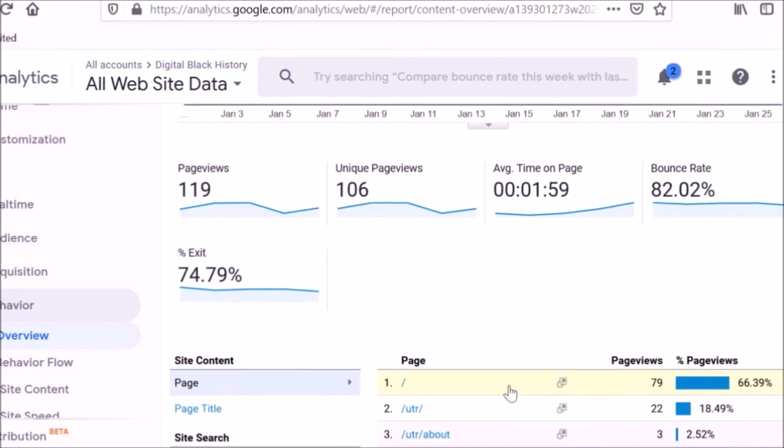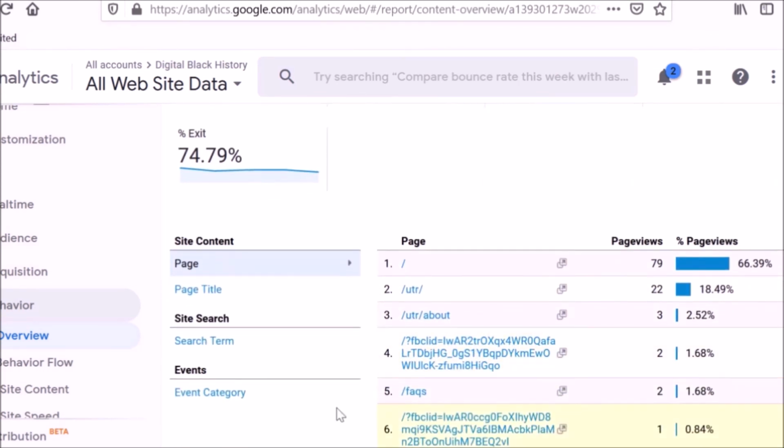At the bottom of the screen here, it gives me some indicators as far as what pages people are viewing most frequently. So for me, this is my root directory on my website. What this means is this is the homepage for digitalblackhistory.com. So most people are going to the homepage of digitalblackhistory.com. That's where about 66% of my page views are coming from.